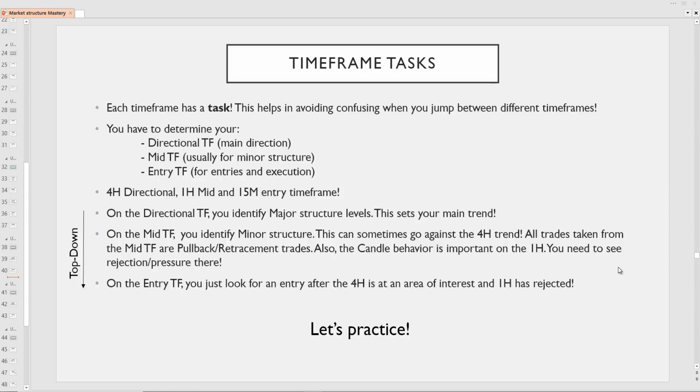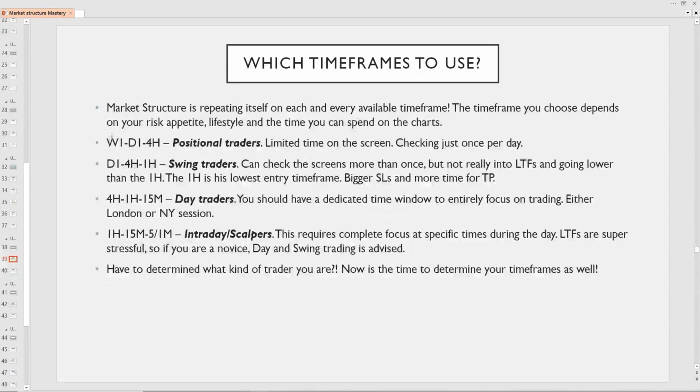Okay, so you have to determine your directional time frame, which is your main direction. This is your main structure. Then you have to determine your middle time frame, which is for minor structure that you can go against the trend. So that is pretty important. And your entry time frame, where we're gonna look for our entries and execution. And again, if I just consult with the previous slide, the first time frame is your direction, the second one is your middle time frame, and the third one is your entry time frame.